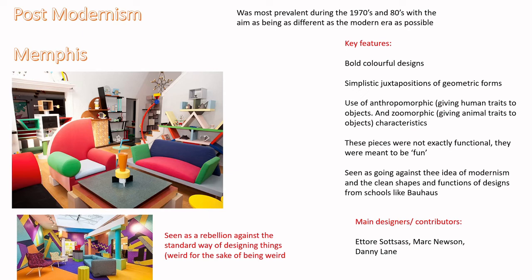So they literally just had bold, bright colours everywhere, simple juxtaposition of geometric forms, which means they just had random shapes and just stuck them in random directions, basically. They liked the idea of, I'm going to get these terms, anthropomorphic, which is giving human traits to objects and making things look like humans, and then zoomorphic, which is giving animal traits and characteristics to shapes as well. They're not functional. They're not comfortable in any way. They are not useful to use, but they're supposed to be fun.